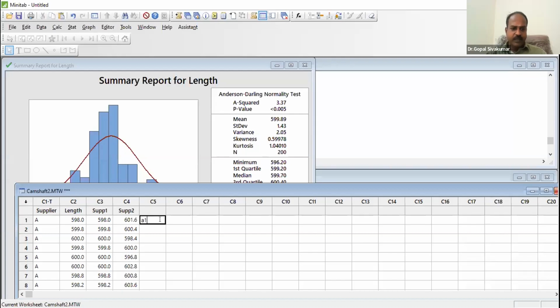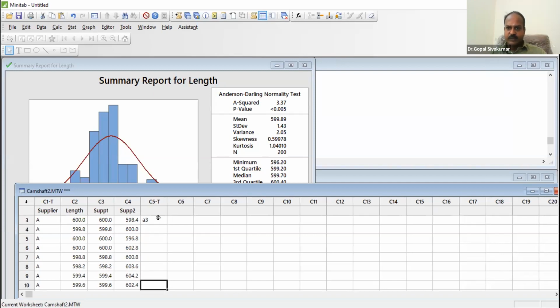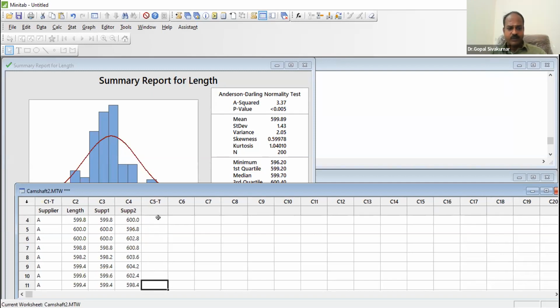That will be average 1. Then average 2, average 3. 200 points divided by 5, how many will you have? 40 averages you will have. When you plot these 40 averages, 100% sure, you will get normality. This is called the central limit theorem.